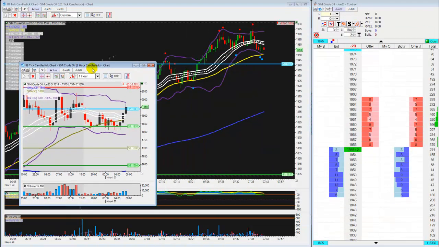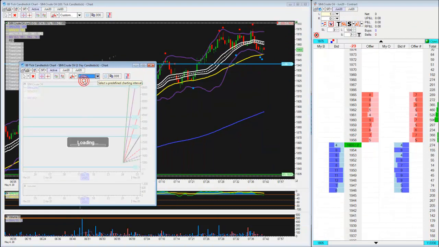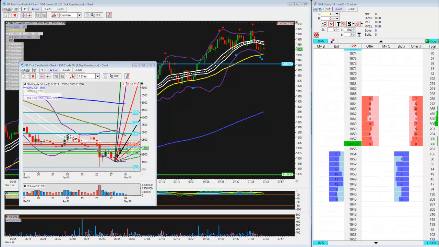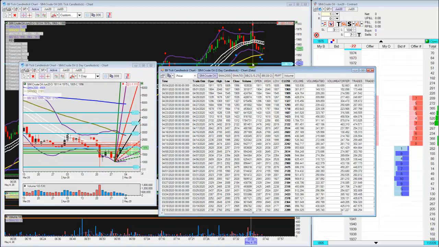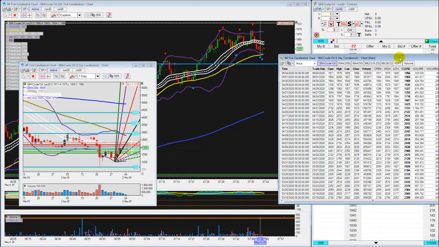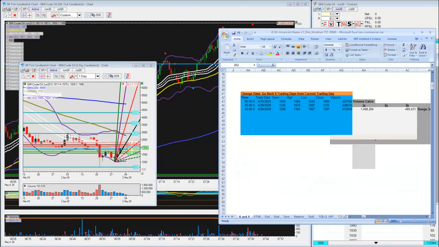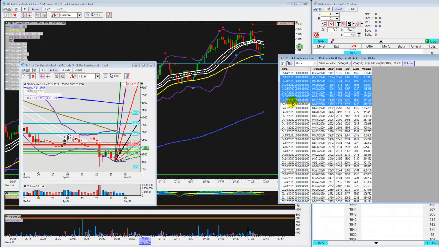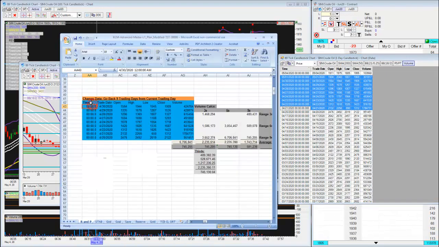All right, need to pull the daily chart over, grab the volume. I like to grab it this way, hit that volume number there. Going back to the 21st. Going back 9 days.